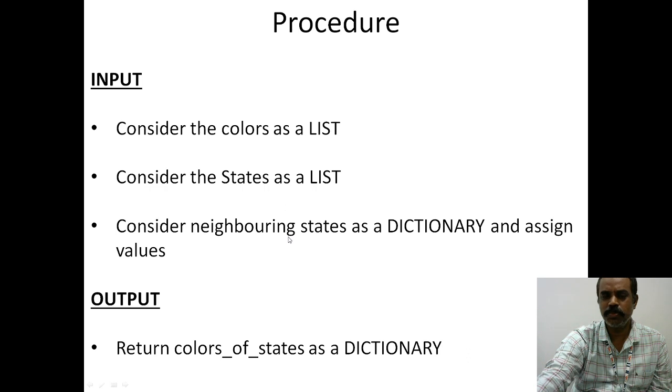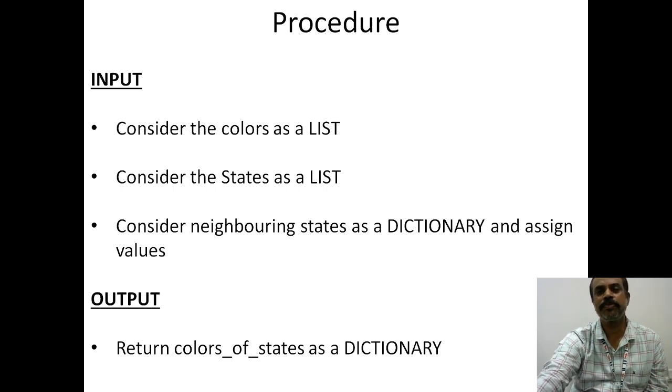So these are the 3 inputs you need to take into consideration. The first one is the colors as a list, the states as a list, and the neighboring states as a dictionary, and assign the respective values. Based on this dictionary, which consists of the neighboring states, we need to return a dictionary which specifies the color for each state. That's the output. So based on this process, you need to identify a solution and write it in the Python programming language. This is what the in-lab is.